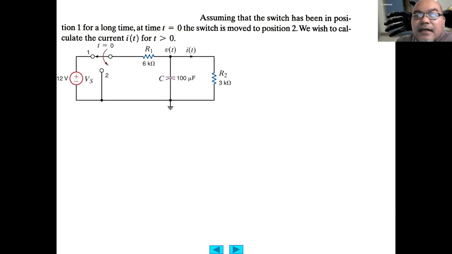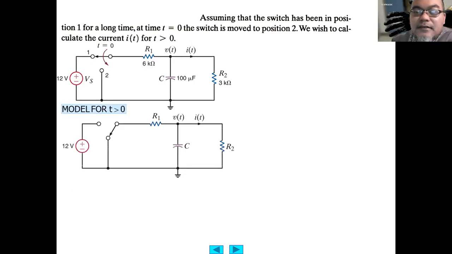So calculate now the current i(t), the current that flows through R2. R2 here basically represents the load, a 3 kilo ohm load. So for t larger than 0, this is the circuit model. We can express this in the standard solution of a differential equation, i(t) equals K1 plus K2 exponent minus t over tau. So we need to find tau, K1, and K2.